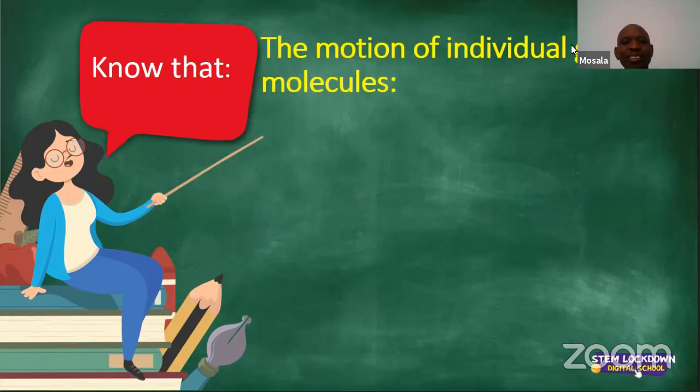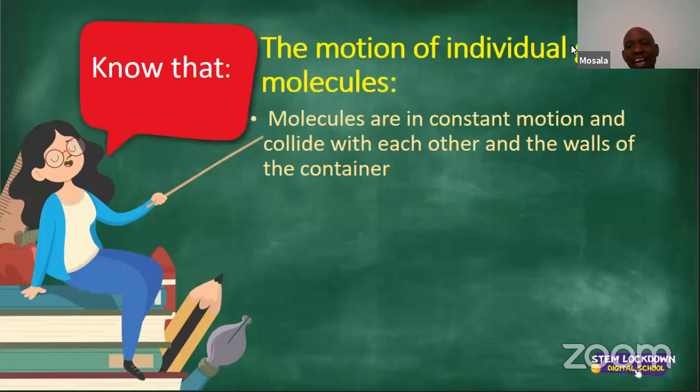Here, you must remember that molecules are in constant motion, and as a result of that, because they are in motion, they will collide with each other and the walls of a container. Remember that with cars, for them to collide, one of them must be in motion. So if they are stationary, they cannot collide. So is the molecules, because they are in constant motion, they will collide with each other and the sides of the walls of the container.